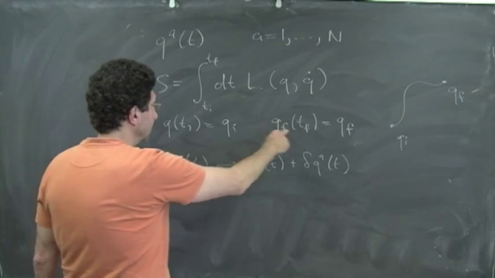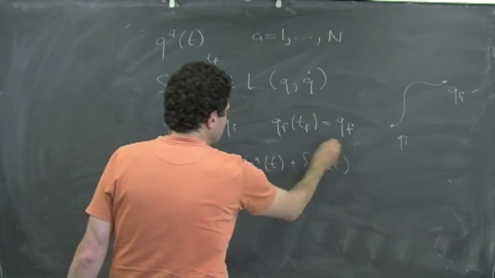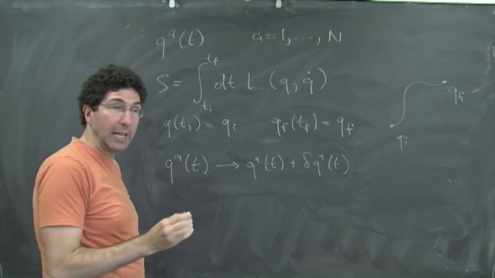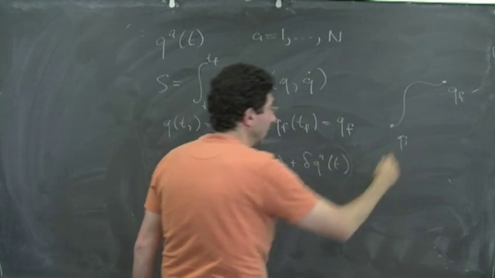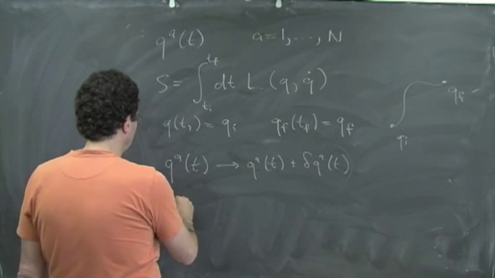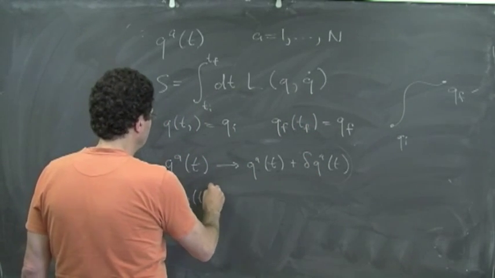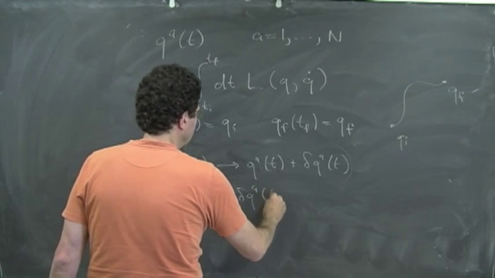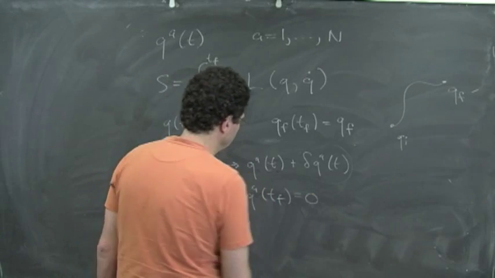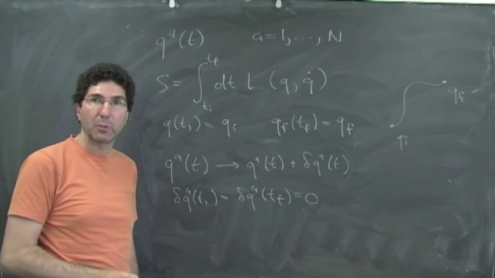And because we're fixing the ends here, that means that this perturbation has to vanish at the ends, because this thing already goes from the right initial to the right final point. So we have to say that delta q_A of t initial and delta q_A of t final are both 0. The variations vanish at the endpoints.